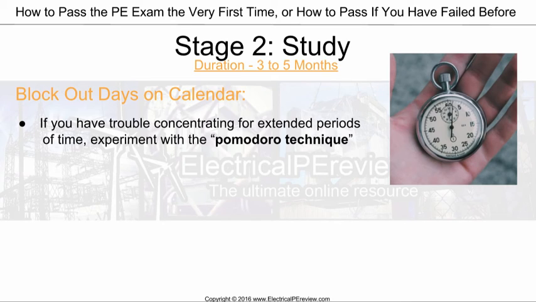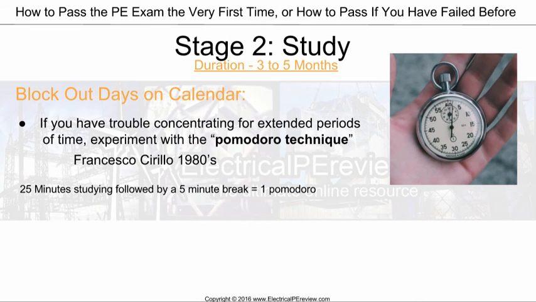If you have trouble concentrating for extended periods of time, I want you to try experimenting with something called the Pomodoro Technique. It's attributed to Francesco Cirillo in the 1980s. Essentially, it's a 25-minute period of studying followed by a 5-minute break. That accounts for 1 Pomodoro.